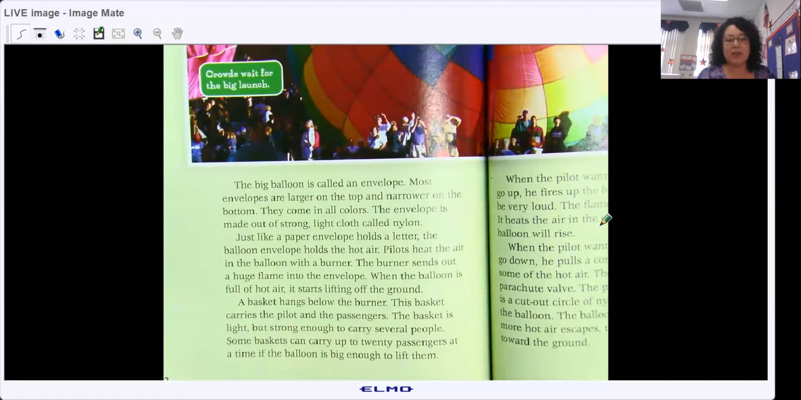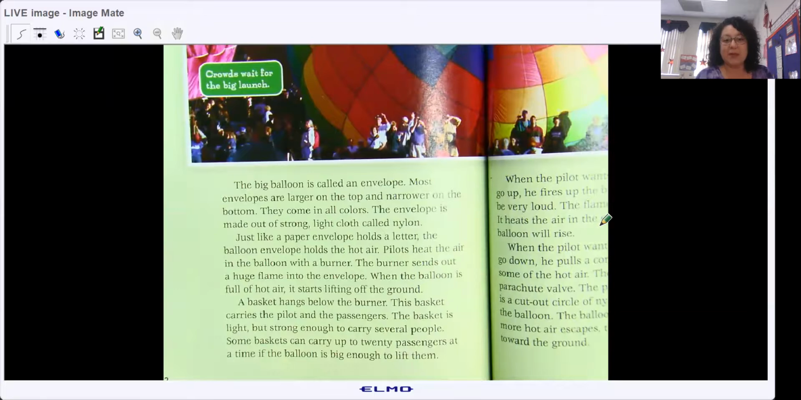Pilots heat the air in the balloon with a burner. The burner sends out a huge flame into the envelope. When the balloon is full of hot air, it starts lifting off the ground. A basket hangs below the burner. The basket carries the pilot and the passengers. The basket is light, but strong enough to carry several people.